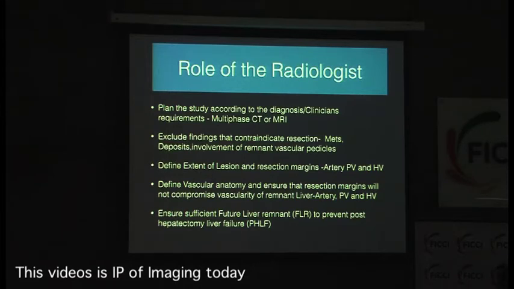Okay, so the next thing is that you define the extent of the lesion and the resection margins. Where is the artery, where is the portal vein, and where is the hepatic vein. You define the vascular anatomy and ensure that resection margins, like I already told you, will not compromise the vascularity of the remnant. And again you have to ensure sufficient FLR to prevent PHLF, right? Future liver remnant, post hepatectomy liver failure. Big words, but common sense.